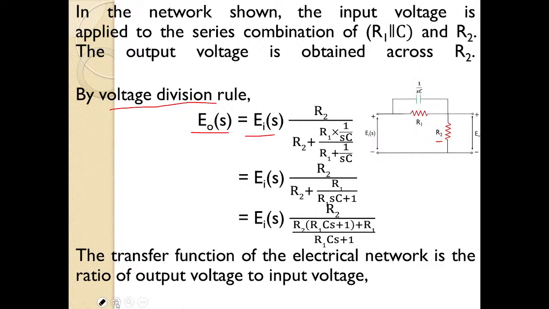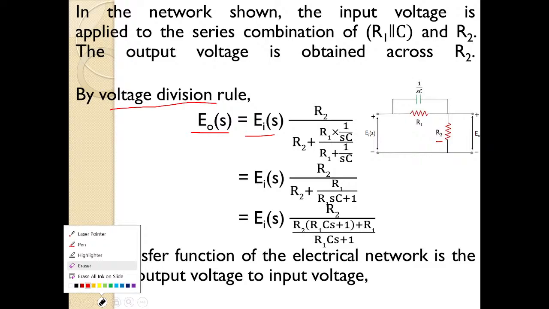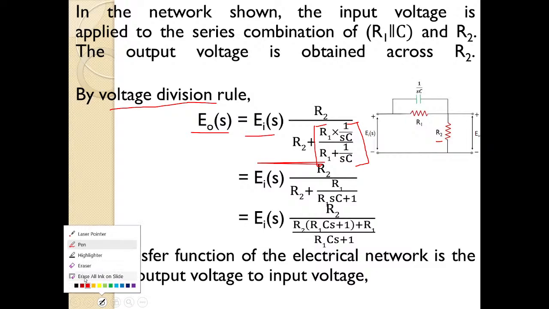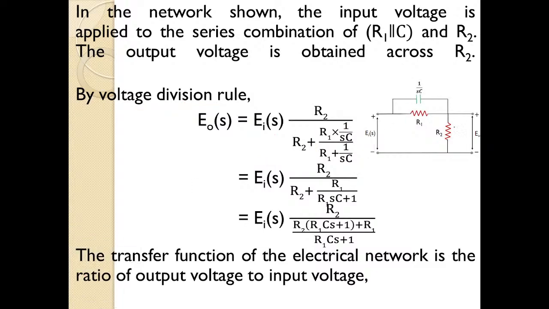I have written SC and I am also speaking out SC. This is the parallel combination, and its equivalent resistance is written here: R1 into 1 by SC by R1 plus 1 by SC. So here we are implementing the voltage division rule to determine the output voltage.